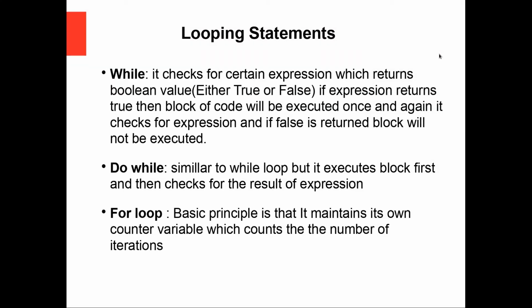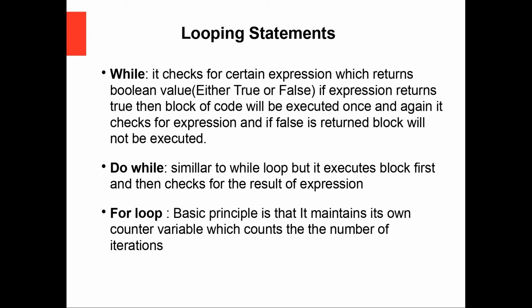Looping statements. In Java, we have three types of looping statements. First is the while loop. While loop checks for a certain expression and returns some boolean value. So if true is returned, it will execute your block, and if false is returned, it will stop the execution. Each time a block is executed, it will again check the expression and whether the returned value is true or false.